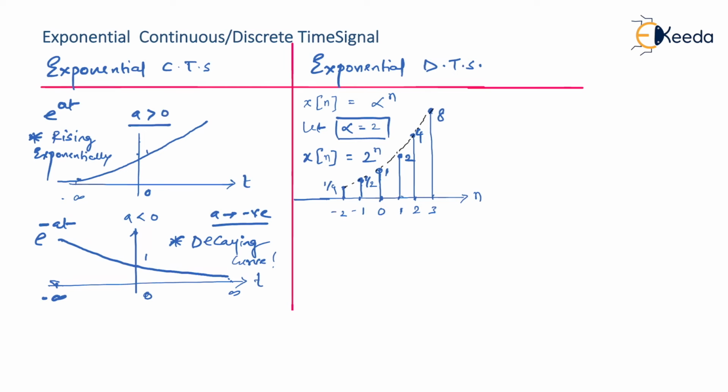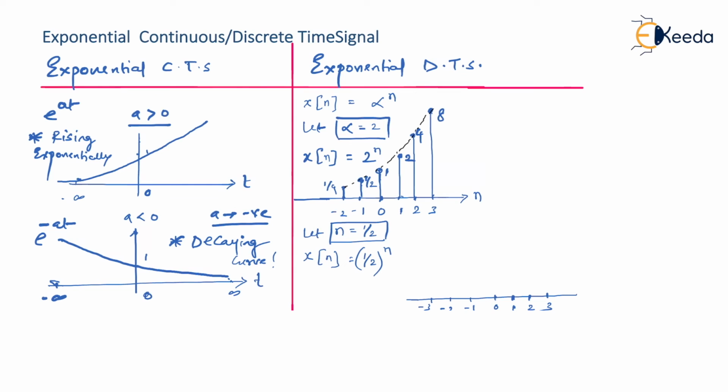But unlike the continuous time signal, we know that n belongs to integer values. Similarly, we can have another value of alpha, and then we will compare and come to the conclusion. Let us assume the value of alpha as 1 by 2. In that case, I can write x of n as 1 by 2 raised to n. So let us go on plotting this curve. Again, I'll take n equal to 0, 1, 2, 3, minus 1, minus 2, minus 3, and so on.